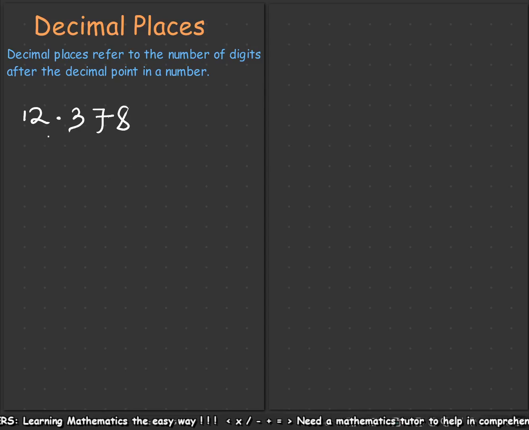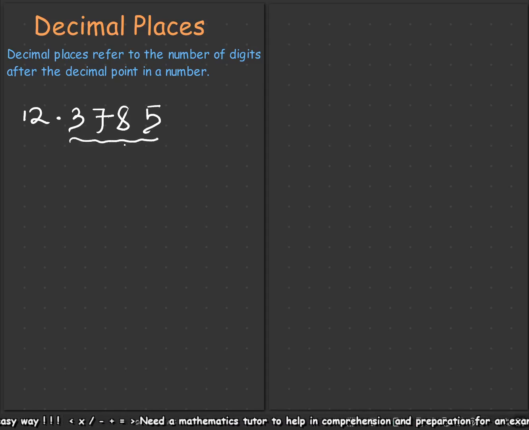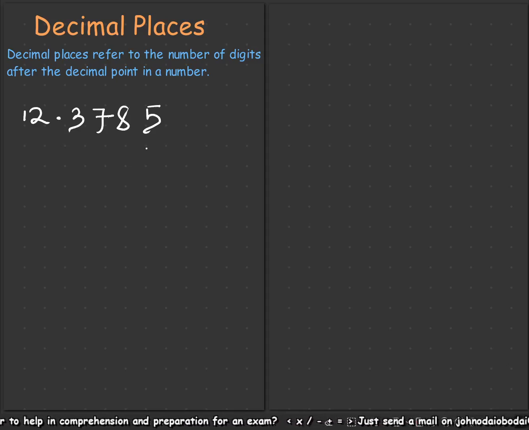Then finally, we have 12.3785. This here has four digits after the decimal point. Hence, the 5 here is in the 10,000th place. I didn't say thousand with an S, but with a TH. So thousandth, 10,000th. That is where this 5 is. So now that we know what the various decimal places are, let's quickly work out some solutions.